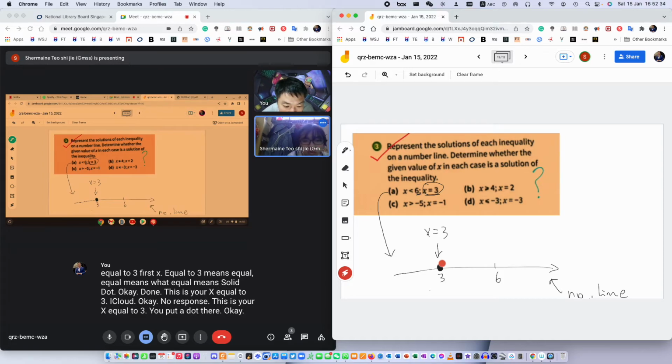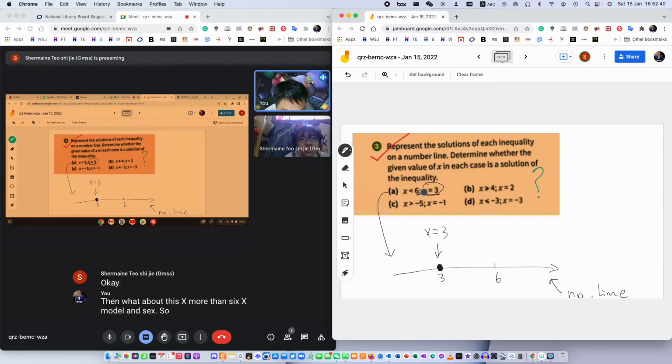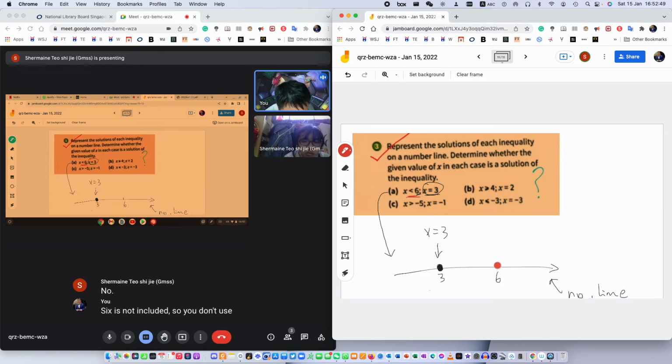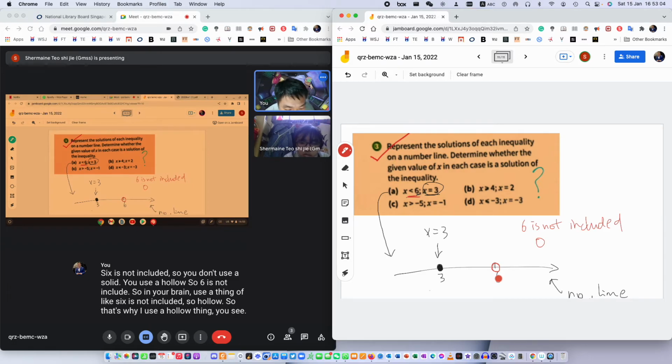Okay. Then what about this? X smaller than 6. So can I ask you, x smaller than 6, so is 6 included or not? Over here, is 6 included? No. 6 is not included, so you don't use a solid, you use a hollow. So in your brain, you should think of it like 6 is not included, so hollow. So that's why I use a hollow circle. Can you see?